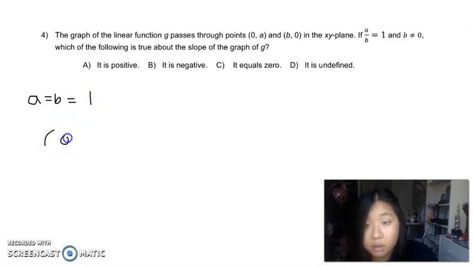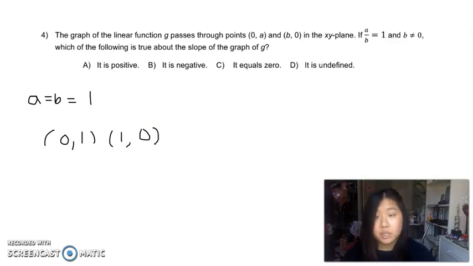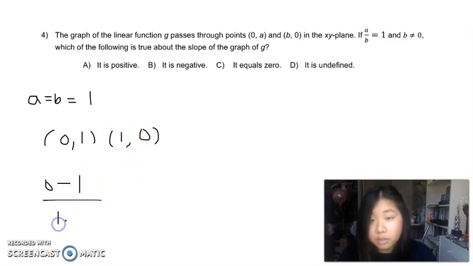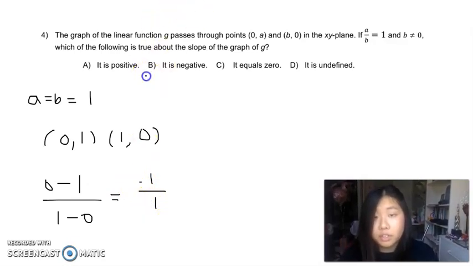So the points you have are 0, 1, and 1, 0. And you can solve this problem in 2 ways from here. You can draw out a graph and see what kind of slope occurs from these 2 points, or you can actually solve for slope, what we did before, which is y2 minus y1 over x2 minus x1. So y2 is 0 minus y1, which is 1, over x2, which is 1, minus x1, which is 0. And this gives you negative 1 over 1. So your slope would be negative, which is choice B.